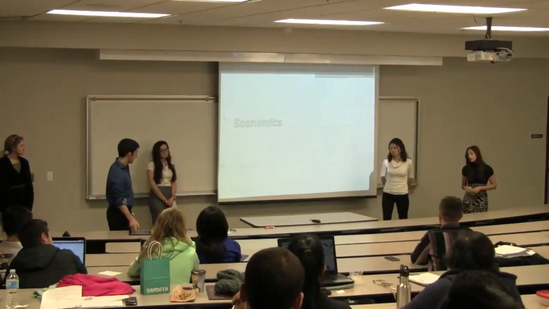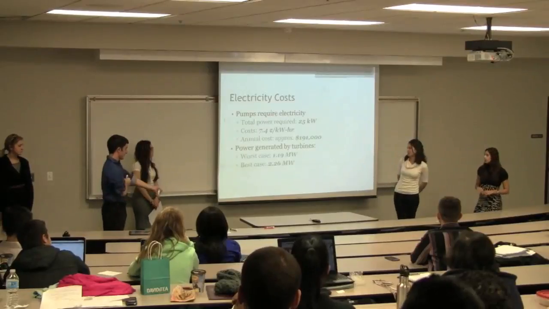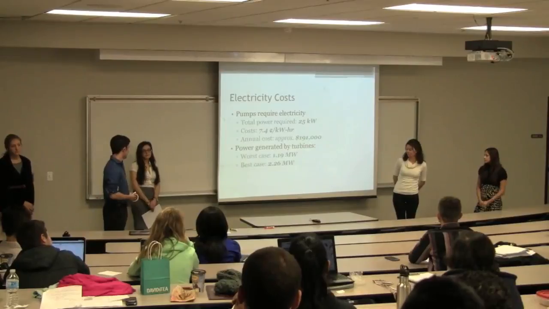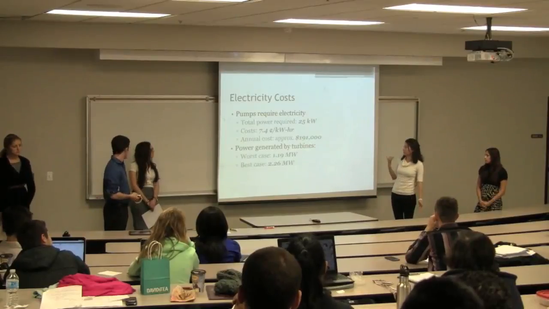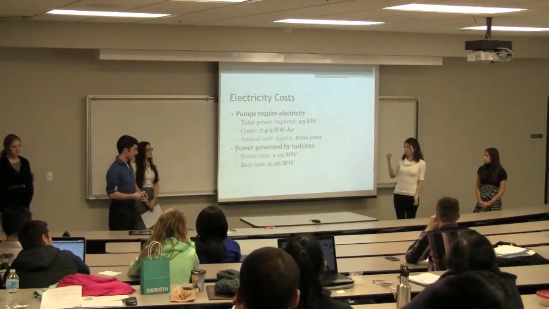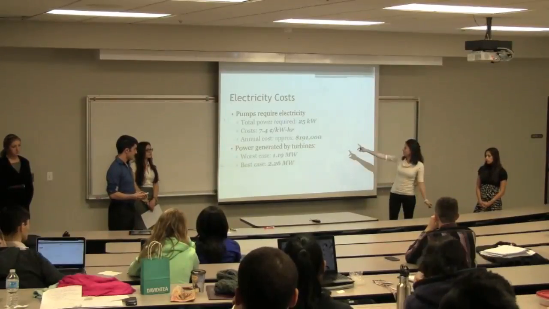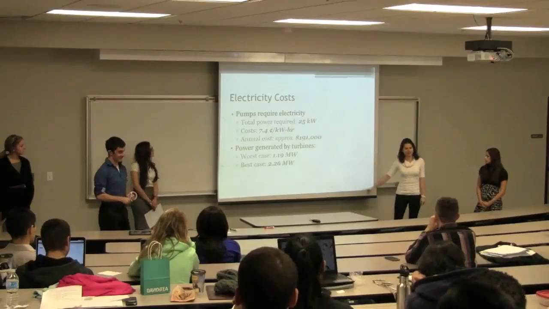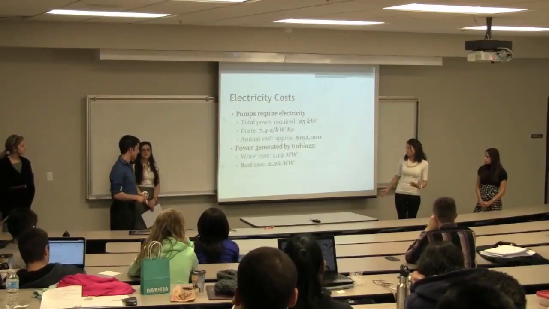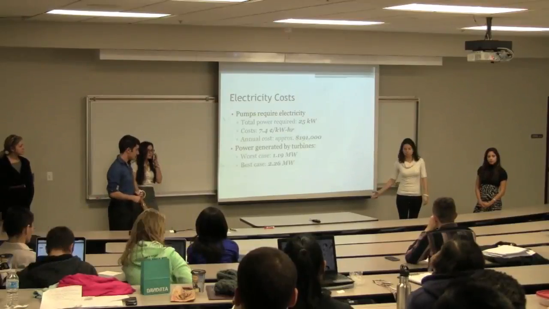The economics are fairly interesting because we have the option of selling the energy we make back to the grid. Our pumps are our greatest users of electricity, and they require 25 kilowatts. We can buy that from the grid at 7.4 cents per kilowatt hour. Overall, it's actually $19,000 a year that we'd be spending on the electricity needed for our pumps. And we can generate between 1.2 and 2.3 megawatts of power using our turbines.